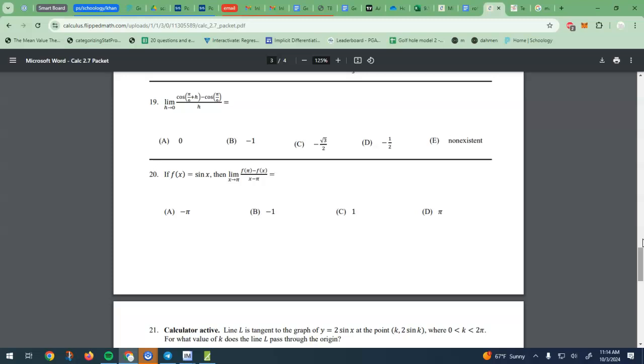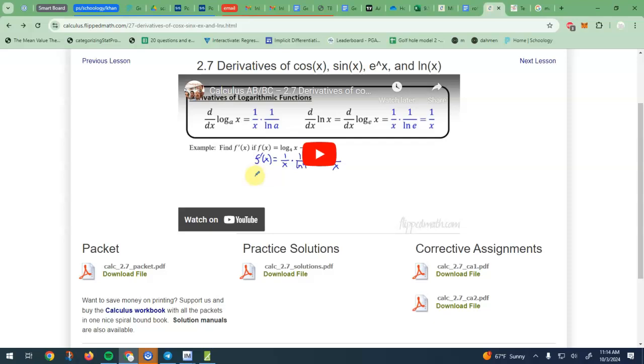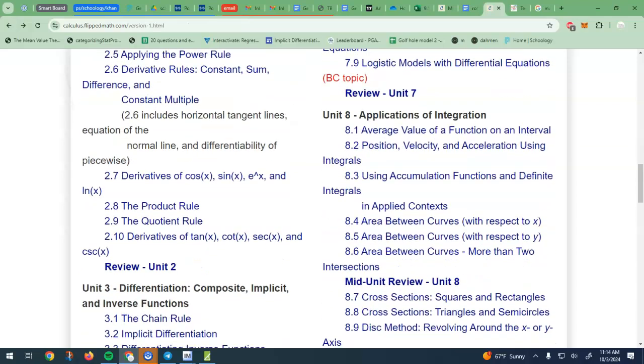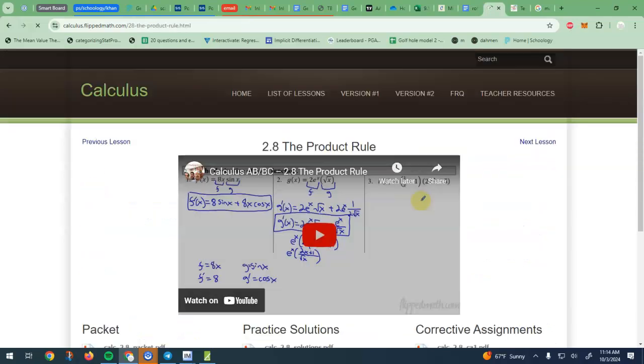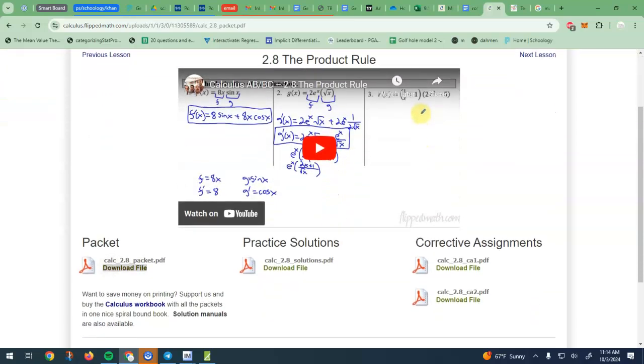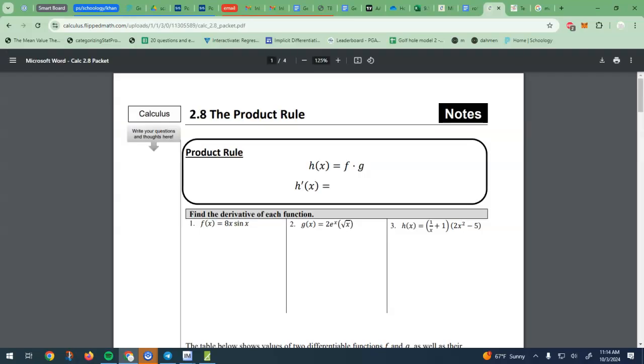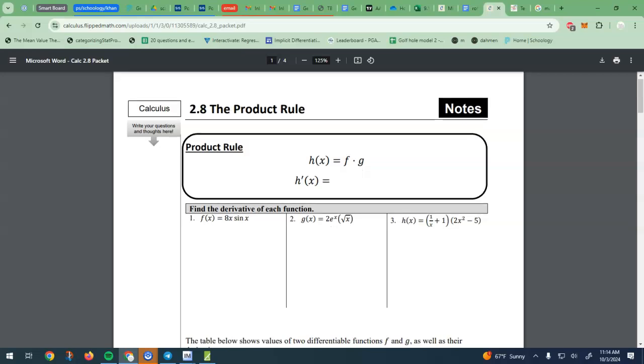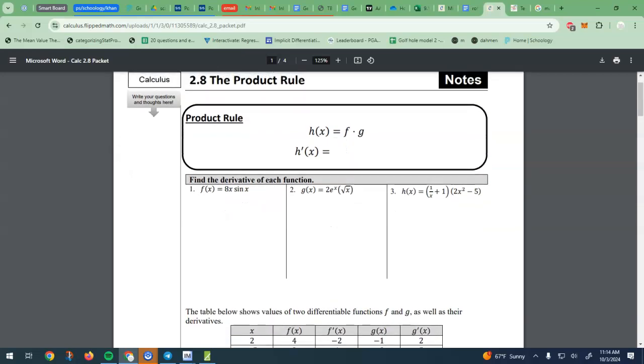Let's go to the 8s. Product rule will be all over your test, your AP test, your gateway. This May is going to start a gateway, so pre-calc's going to have a gateway next year, or this year.